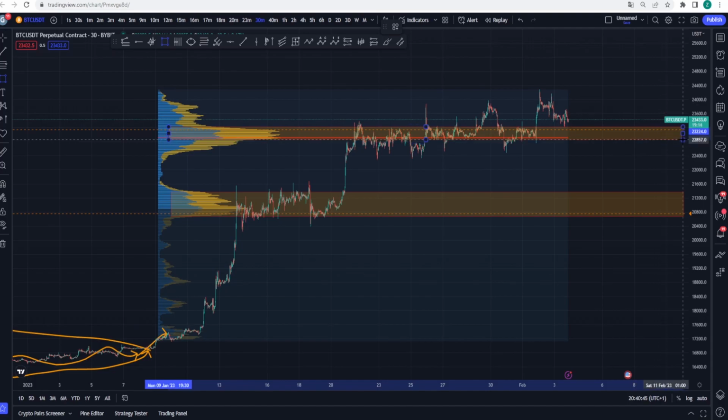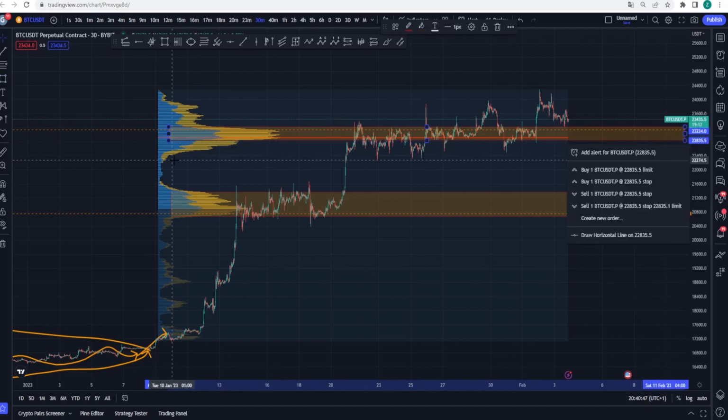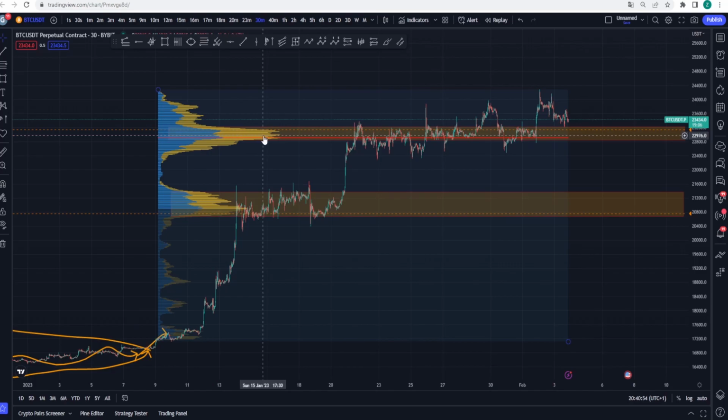Okay, this is also a bigger volume cluster. And this has our point of control. So the red line, we call that the point of control. That's the point where most volume was taking place, at one price level. So that's the price level with the most volume associated to it.